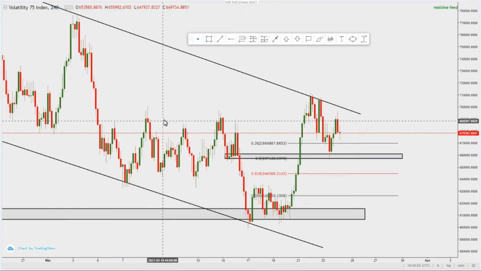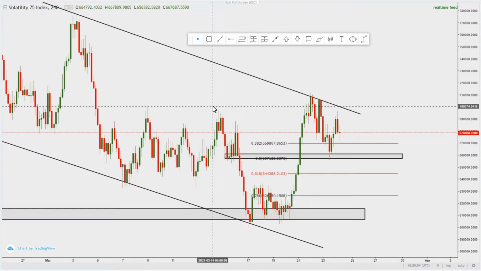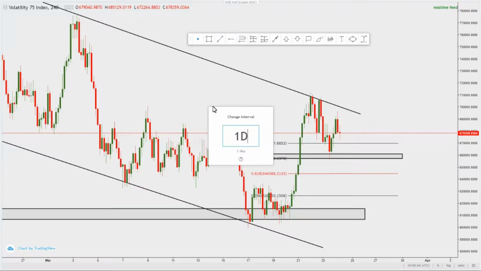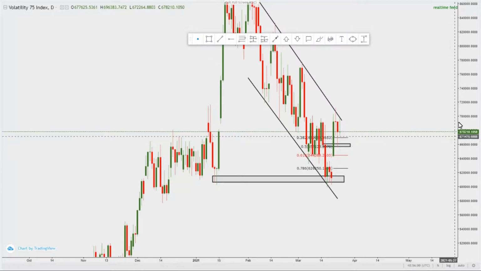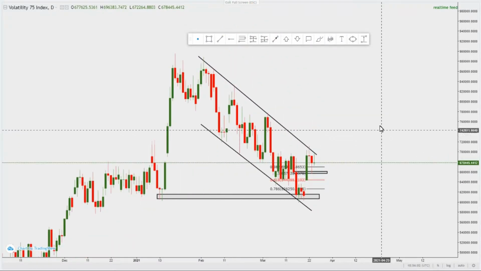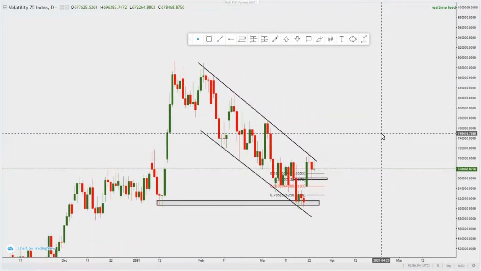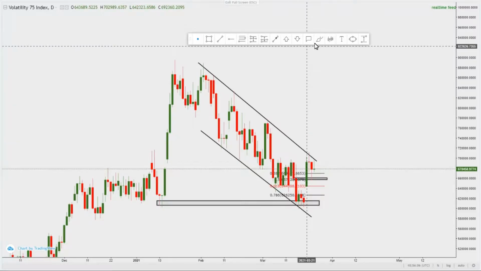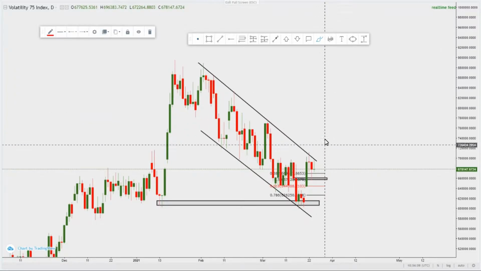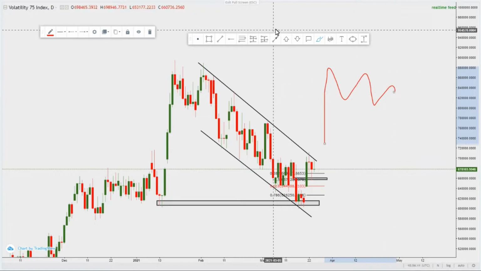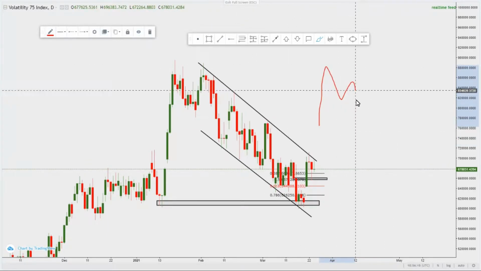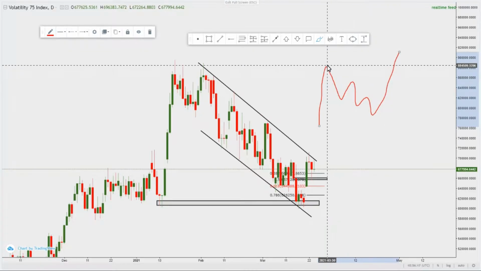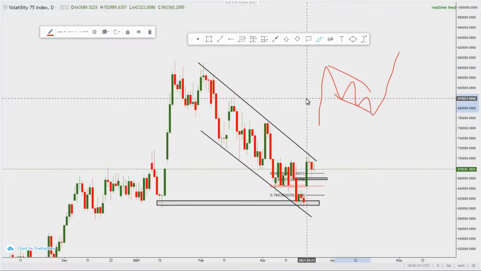So let's first start breaking down VIX 75. Let's move to our daily time frame and see what we have. Clearly, with the analysis you can see on my screen, on the daily time frame, you can see something like an impulse correction. Sorry, let me just draw it well. Impulse correction, an impulse type of structure on the daily time frame. That's what you are seeing.